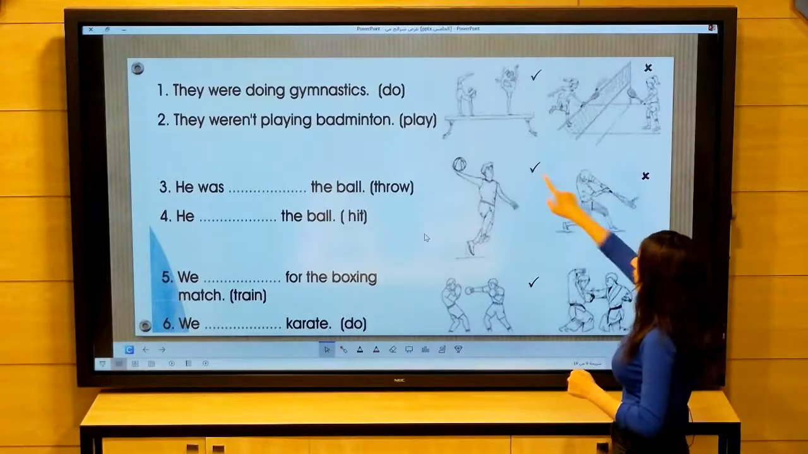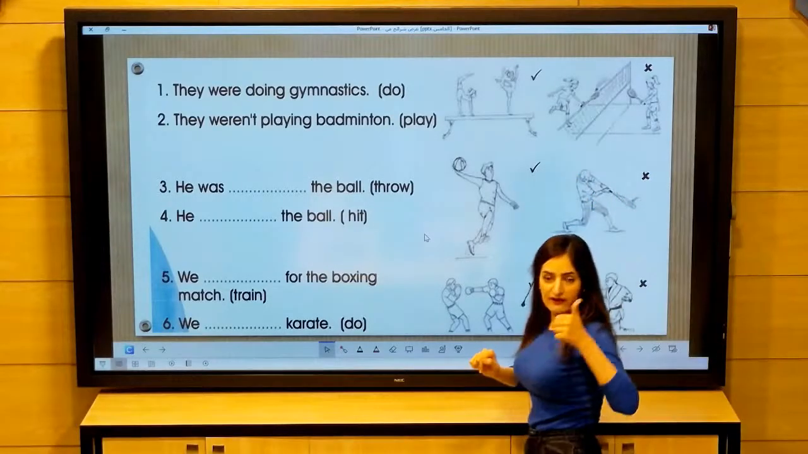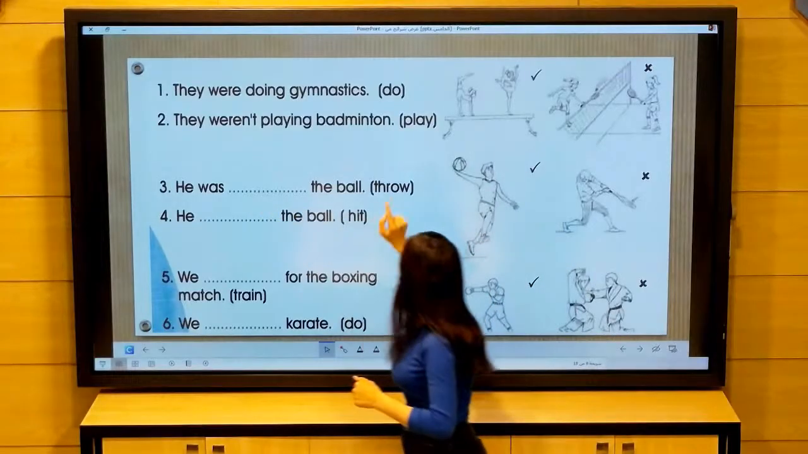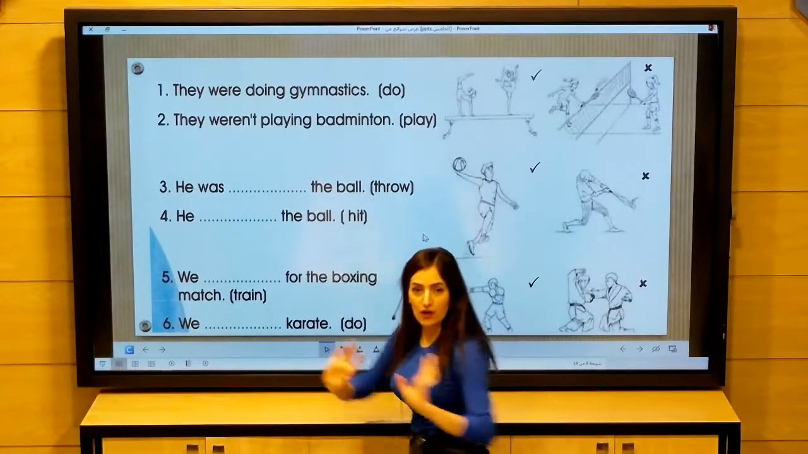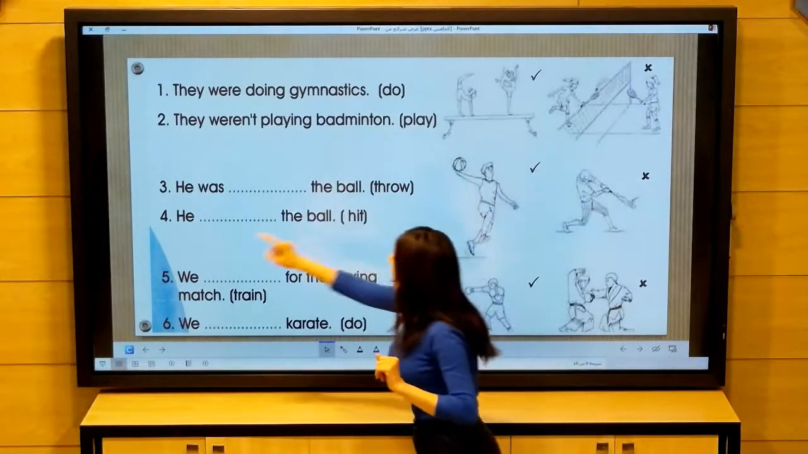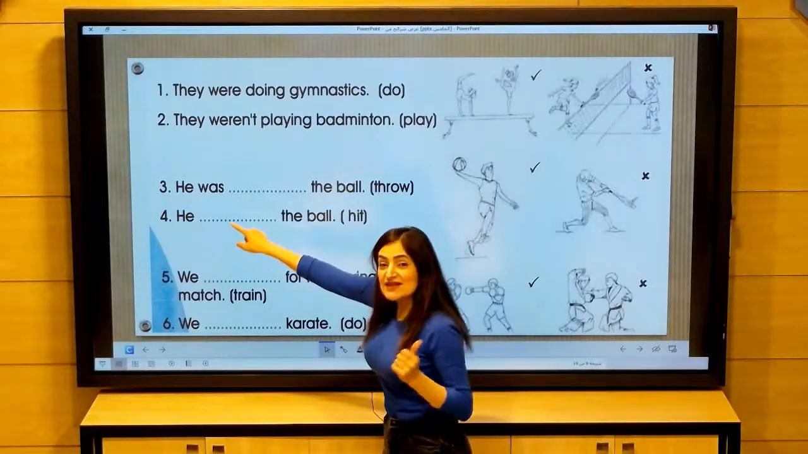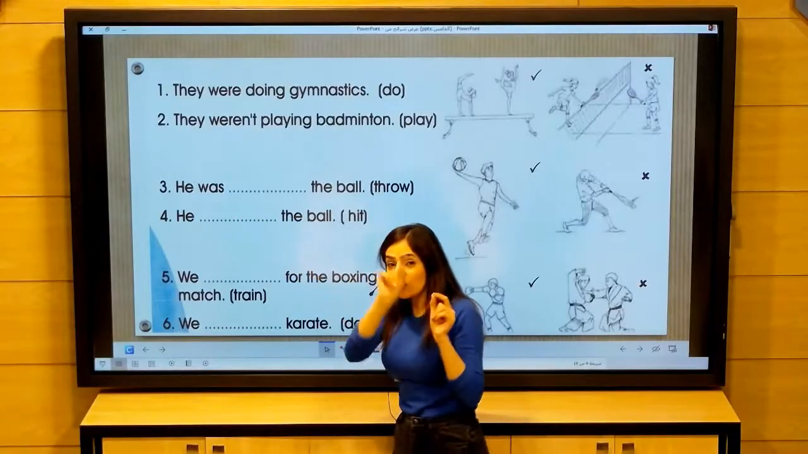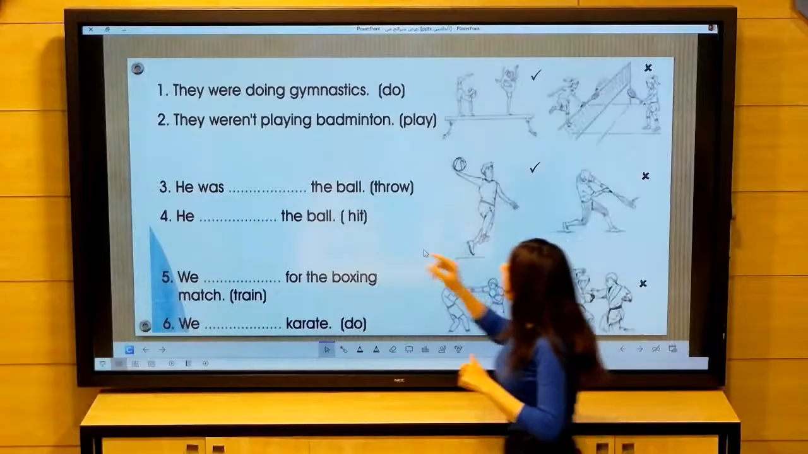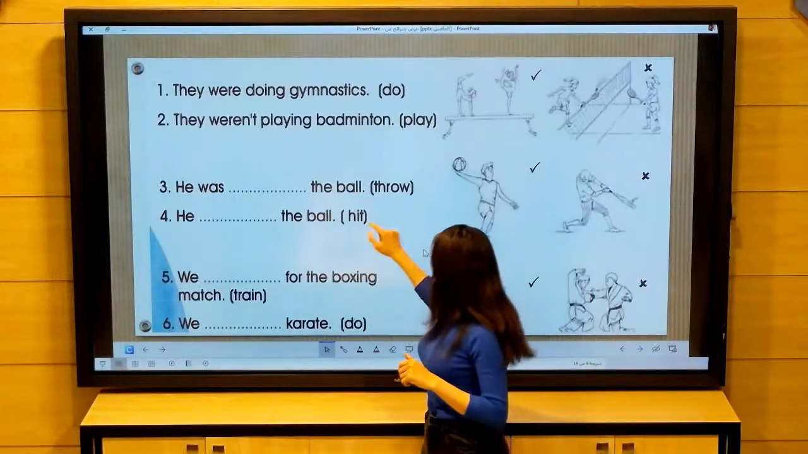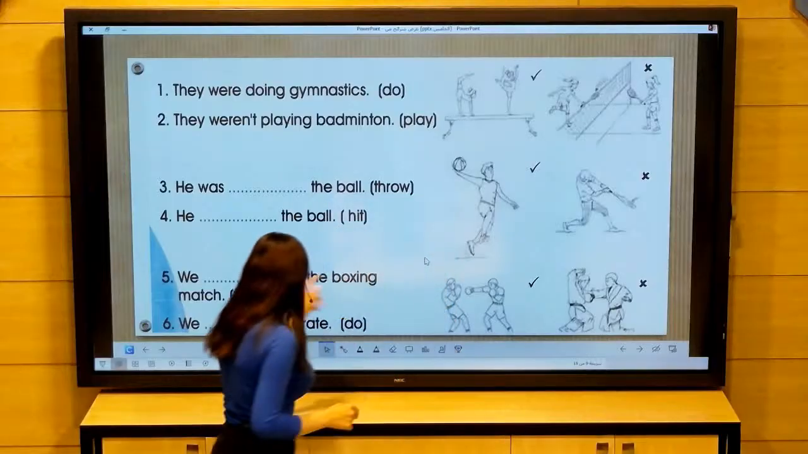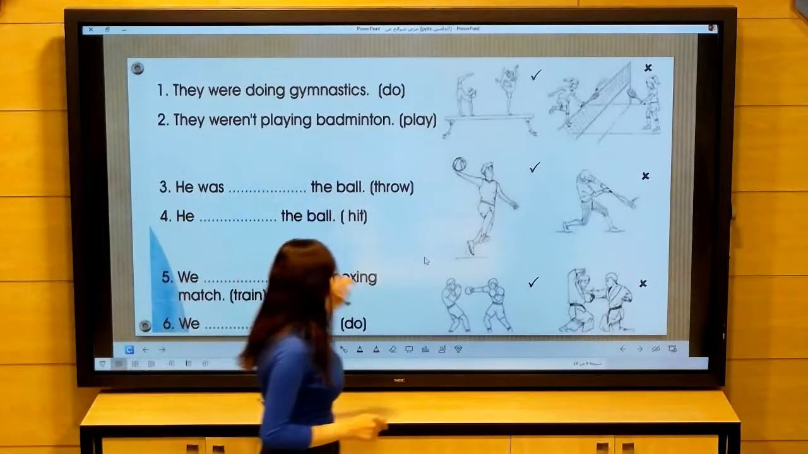Here, is it a negative or a positive, affirmative sentence? Affirmative sentence, we will put "He was throwing the ball." The negative sentence, we will say "He was not." Okay, we will put "not" because we have a negative action. "He was not hitting."